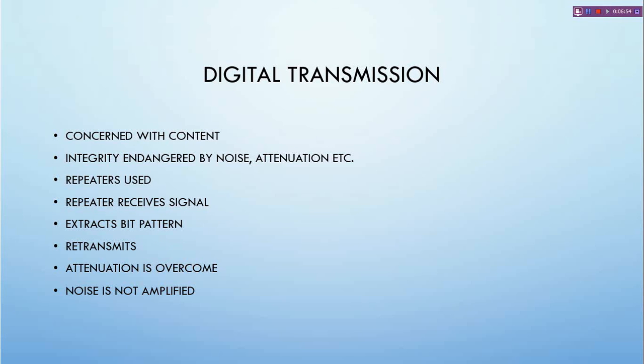Then digital transmission. Digital transmission is concerned with content. Integrity is endangered by noise and attenuation, meaning the digital data can change shape due to noise and attenuation. So repeaters are used. A repeater regenerates the signal, extracts the bit pattern, and then retransmits it. So attenuation can be overcome in digital transmission, and noise is not amplified in digital transmission.